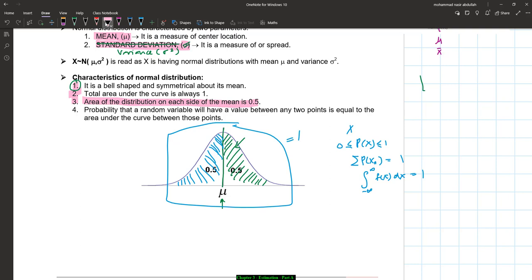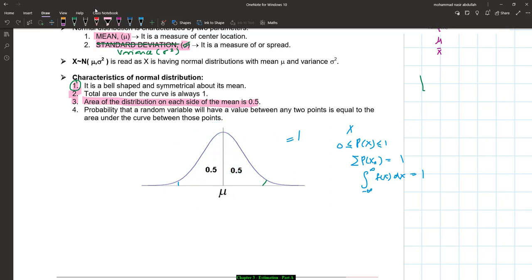The probability that a random variable will have a value between any two points is equal to the area under the curve, right? So it means that in normal distribution, there are no point probabilities. You cannot find the exact value, the exact probability at a single point, because it's based on area, right? If you are measuring area, you should cover a range. So we can only provide the probability value for a range. Right? So I introduce sikit. Sebab tu kita nak belajar estimation. We are looking into what range, right?